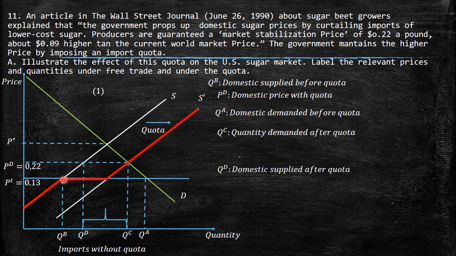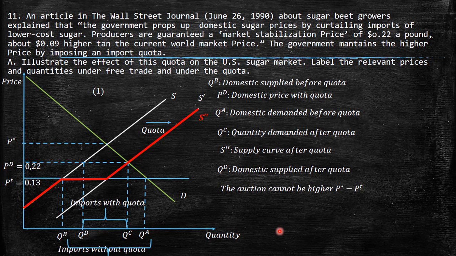So this quantity is going to be brought in by the license holders. So this is going to be the new situation. QC is going to be the demand of the consumers, and QD is going to be the supply of the domestic producers, and the difference is going to be the imports with the quota. Okay, so this one is going to be the imports with quota.